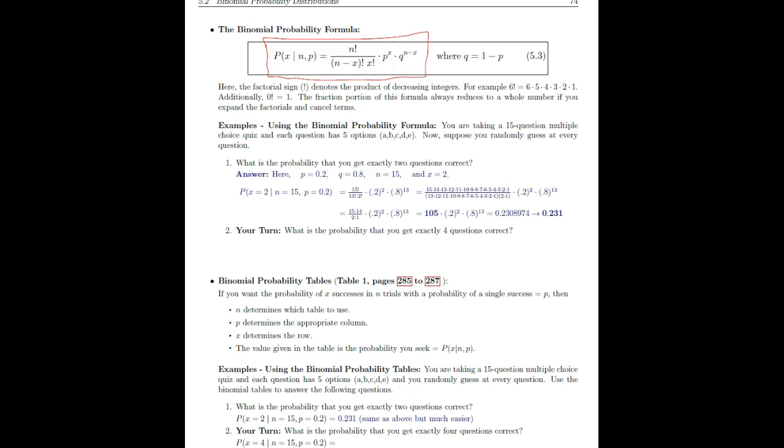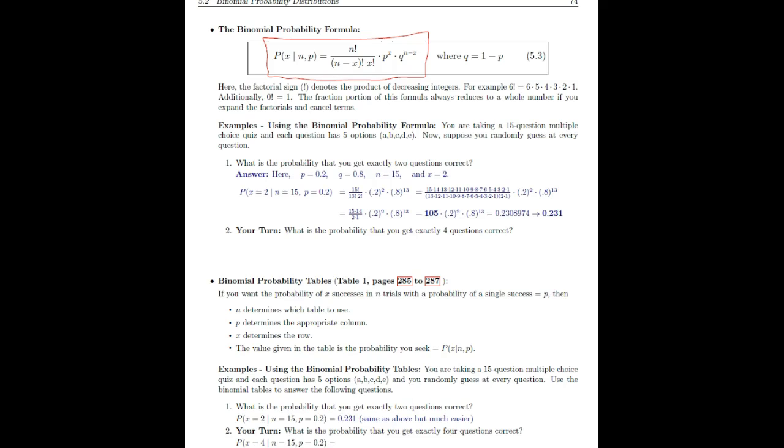But the formula is to find the probability of exactly x successes in n trials, where each trial has a probability of success of p. The way to find that overall probability of those x successes is you take what's called n factorial and divide it by n minus x factorial times x factorial, and you multiply that by p raised to the x power times q raised to the n minus x power.